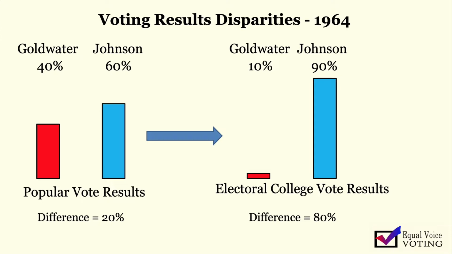That's an 80% difference. The disparity is the difference between these two election results. We simply subtract the percentage differences to get the amount of disparity. This election had a 60% disparity between these two results. Let's look at another year.